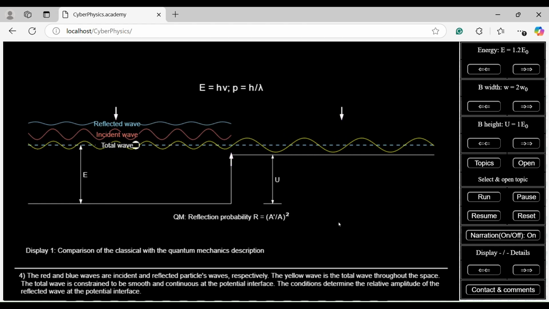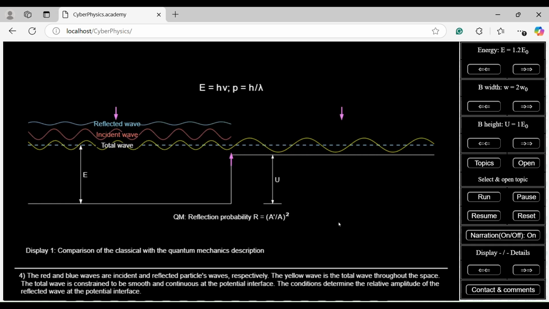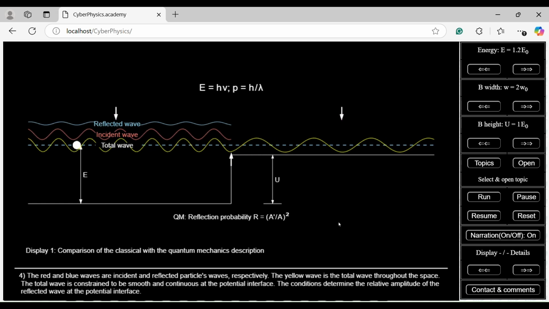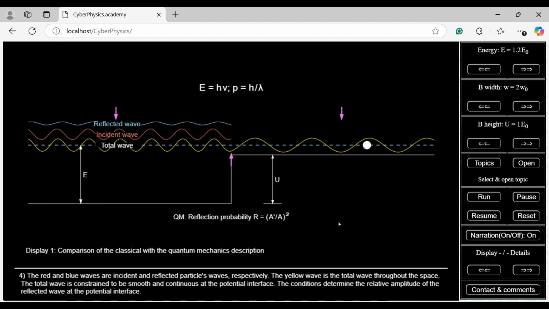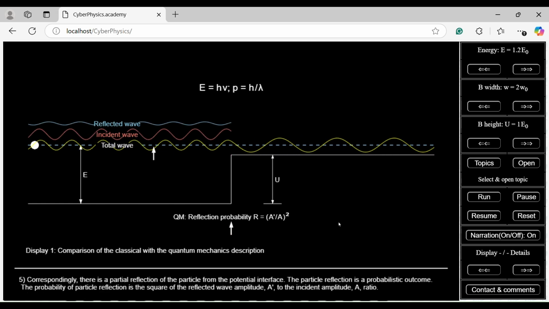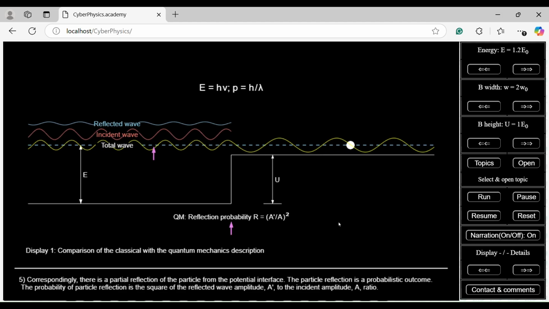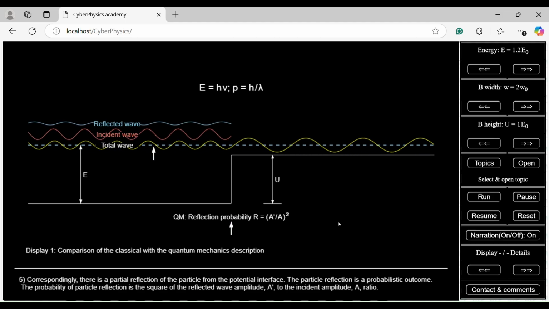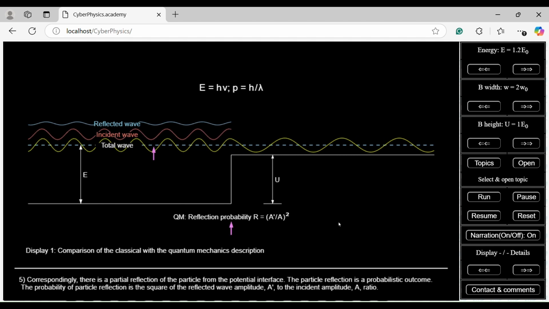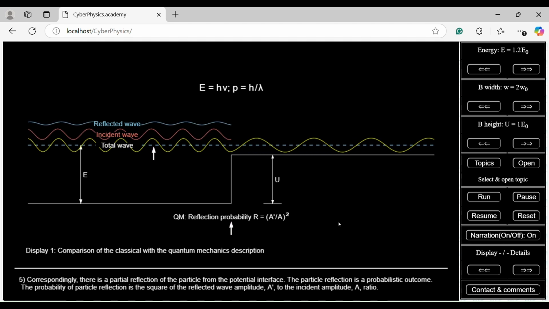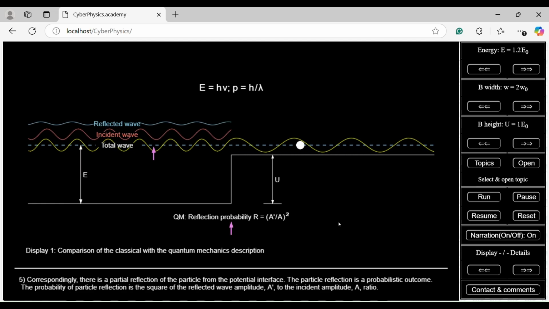The total wave is constrained to be smooth and continuous at the potential interface. The conditions determine the relative amplitude of the reflected wave from the potential interface. Correspondingly, there is a partial reflection of the particle from the potential interface. The particle reflection is a probabilistic event. The reflection probability is the square of the reflected wave amplitude, A prime, to the incident wave amplitude, A, ratio.